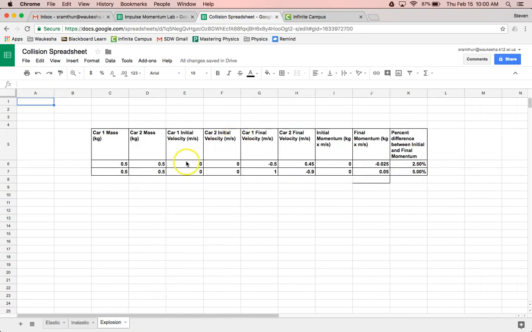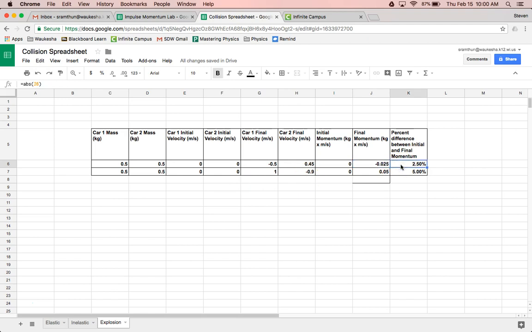Explosion's a little different. All of our initials are going to be 0, so when you come into initial, you're just timesing by 0 both times. You're going to have an initial of 0. Final looks exactly like the elastic. We will have some here. Hopefully you remembered to write your negative signs down.